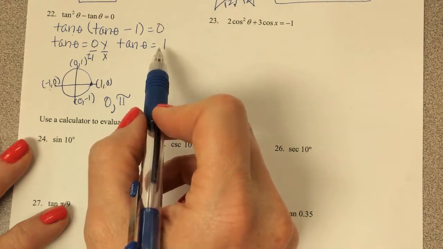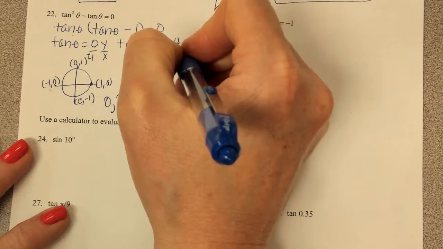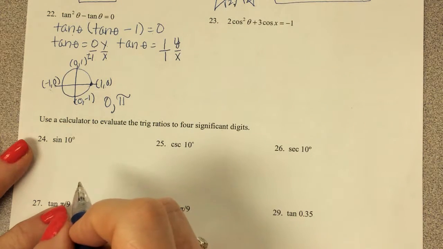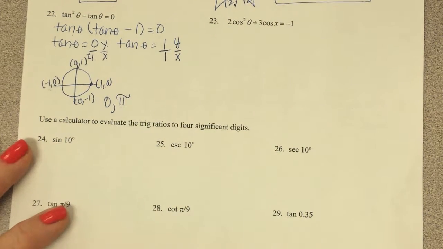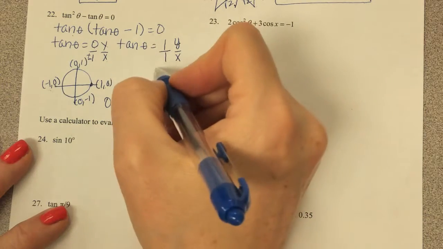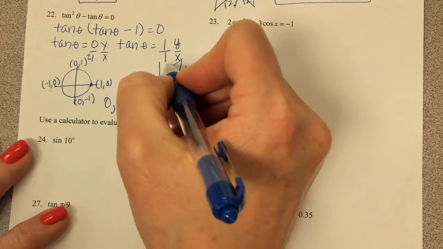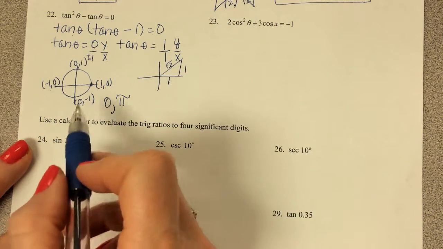The same kind of thing holds true here. This is over top of 1. Y is 1, x is 1. Look at your special triangles over there. Which one has x1, y1? What kind of angle, guys? 45. So I would want to be in this first quadrant, x1, y1, radical 2.